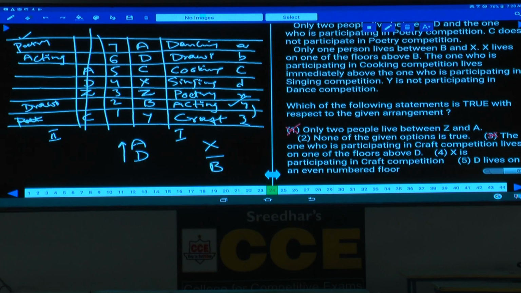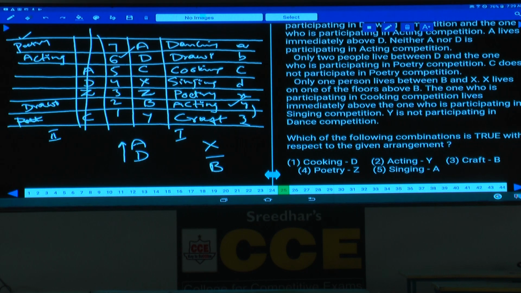And X is participating in craft competition, that is also ruled out because Y is participating in craft competition. Then 5th one, D lives on an even number floor. D lives on an even number floor is definitely true because D lives on the 6th floor. Hence choice 5 is the answer. Then question number 25, which of the following combinations is true with respect to the given information? And cooking is D. Now cooking D. Next acting is Y. Craft and B, that is also ruled out. Poetry and Z, yes, poetry and Z. This combination is definitely true, that is choice 4.